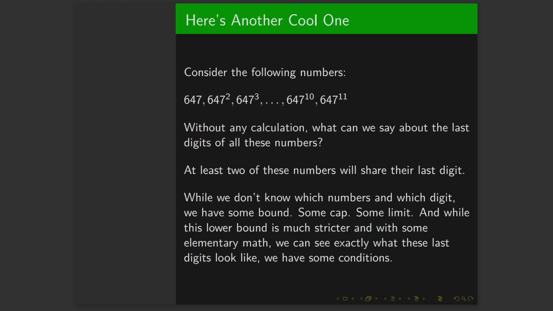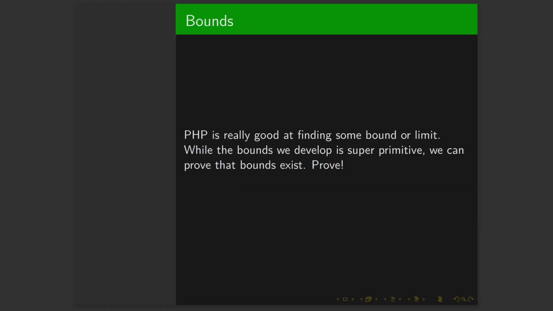There is some limit. And while the actual lower bound is much stricter, we finally have some conditions that we can put on this. We know for a fact that 2 of them will share their last digit. PHP is really good at finding elementary or primitive bounds or limits. I mean, yeah, you might be like, okay, what's the point of having these? Well, we can prove that they exist. You can prove them, right? It's not like I think that this is the limit. No, you can mathematically prove without a shadow of a doubt, this is a limit that I found.